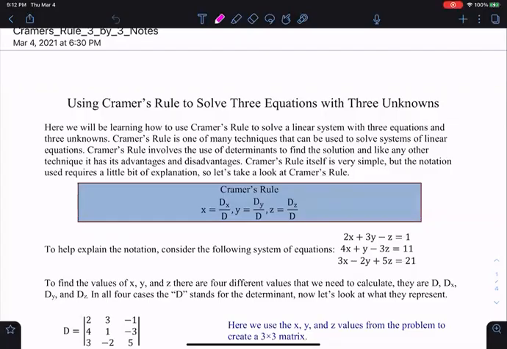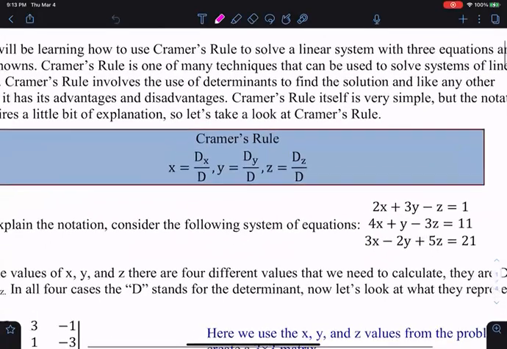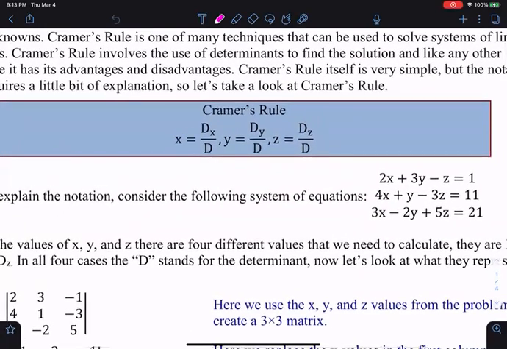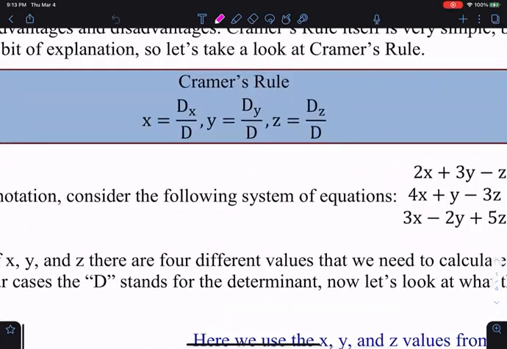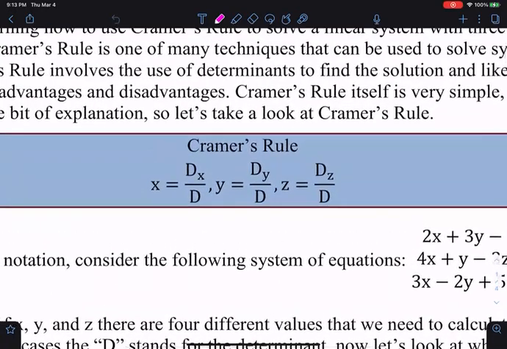Okay, so I'm gonna try to explain Cramer's rule, that topic that we covered today in class. The main thing is the notation, right? Because it might be confusing to you. When you're solving for x, y, and z, you basically have to compute the determinant 4 times. You have to compute the main determinant, the determinant of x, the determinant of y, and the determinant of z.